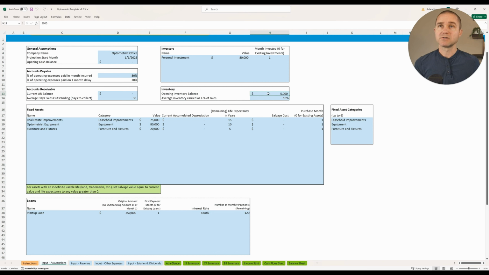On the inventory side, we assume we're going to start with just a light amount of $5,000 of initial inventory. And then we're going to continue to carry some inventory: 10% of our total sales we're going to carry as inventory in the office.